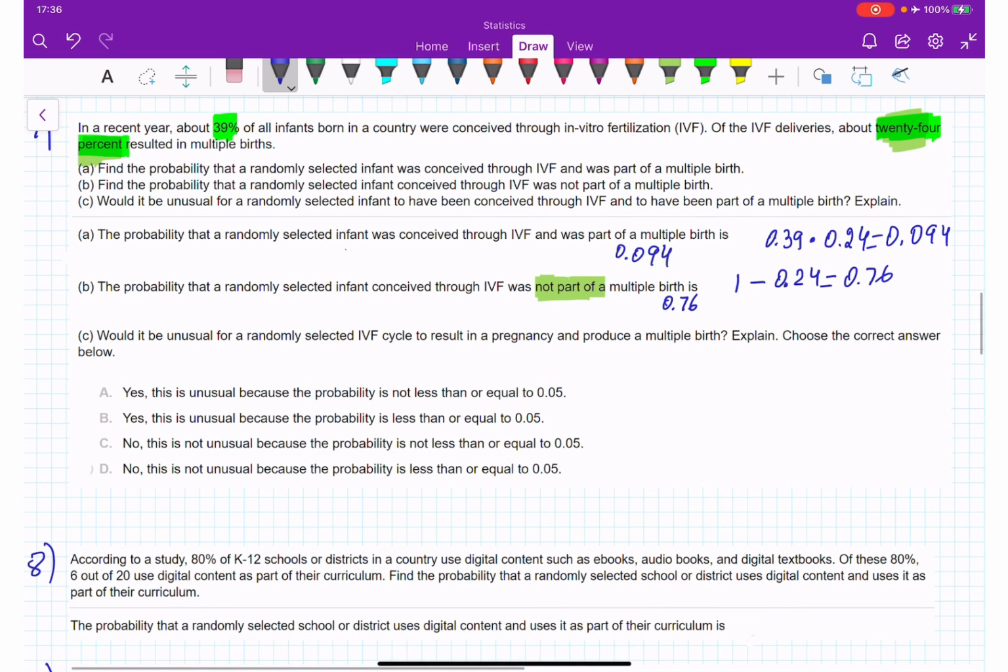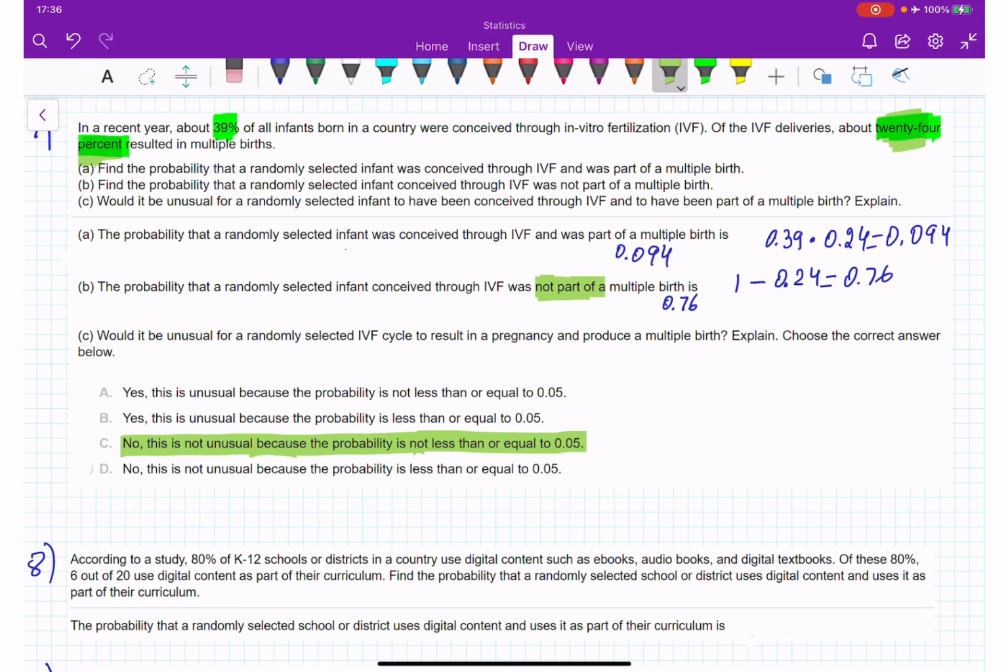Moving to C. What is unusual for all this? Would it be unusual for a randomly selected IVF cycle to result in pregnancy and produce a multiple birth? No, it's not going to be unusual, because the probability is not less than or equal to 0.05. Okay?